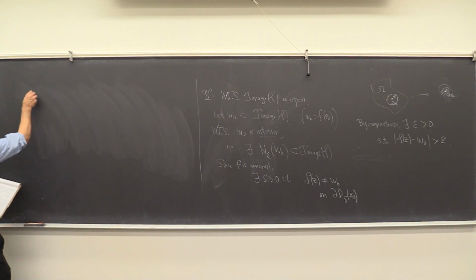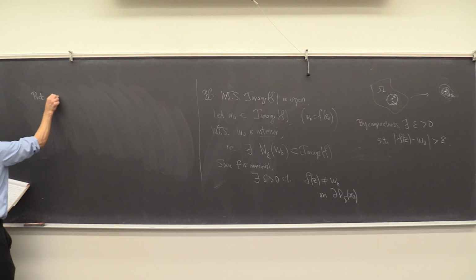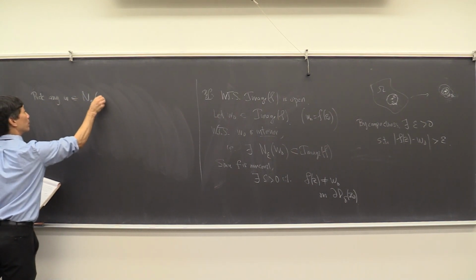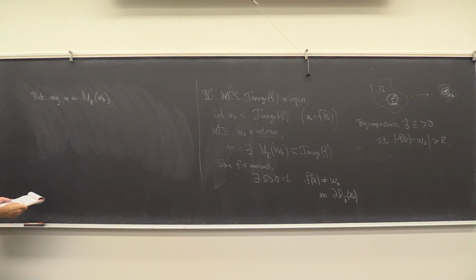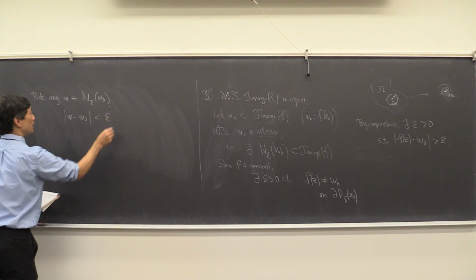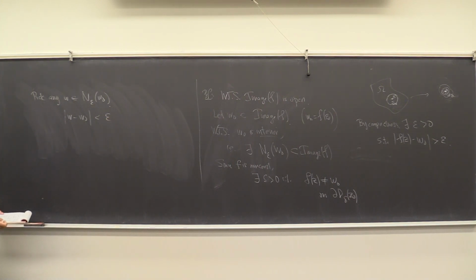Okay, so pick any W in that epsilon neighborhood. The distance from W to W naught is smaller than epsilon, of course, right?